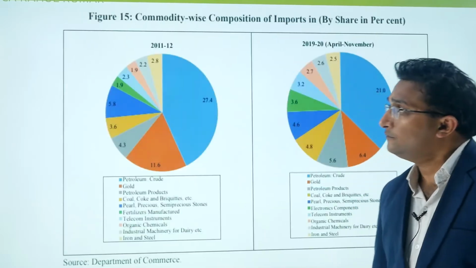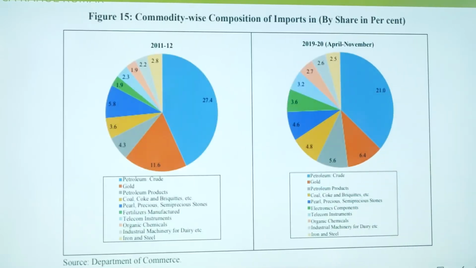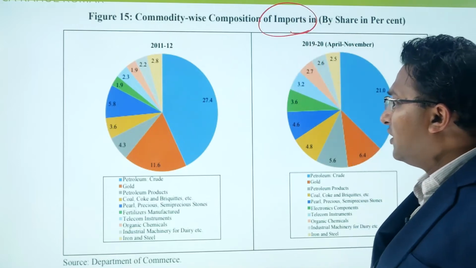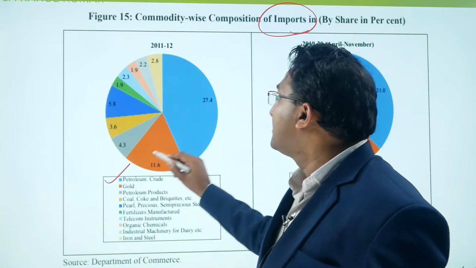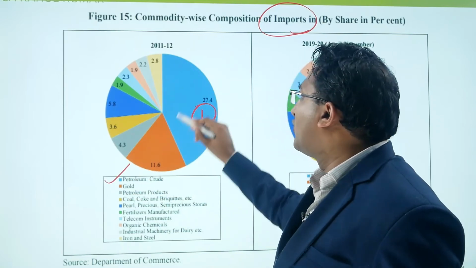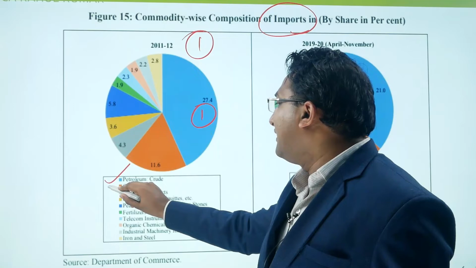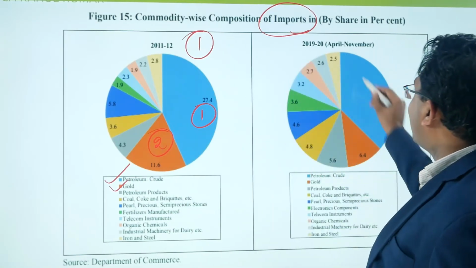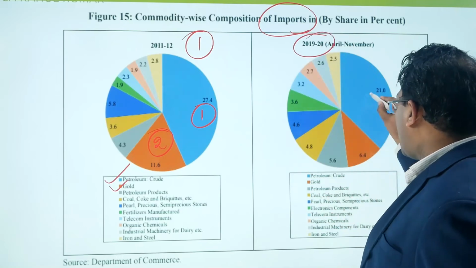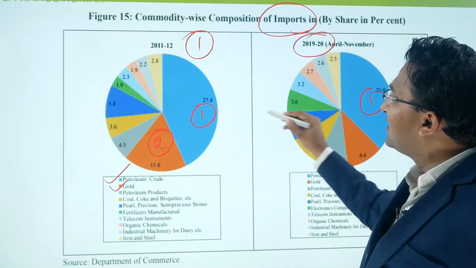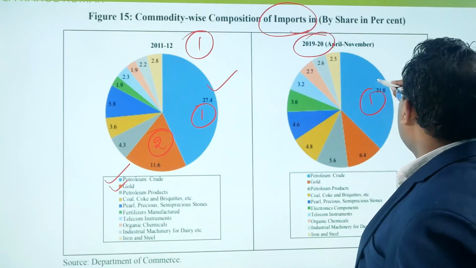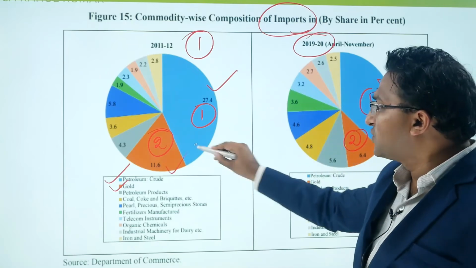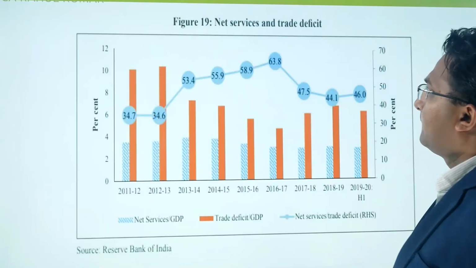Coming to the commodity wise composition of import. In the commodity wise composition of import, we just discussed petroleum is the largest item, 27.4% in 2011-12. Second largest is the gold. So we love petrol and gold. In 2019-20, again petroleum is the largest, but the share has declined from 27% to 21%. The gold is second largest, the share has declined from 11.6% to 6.4%.